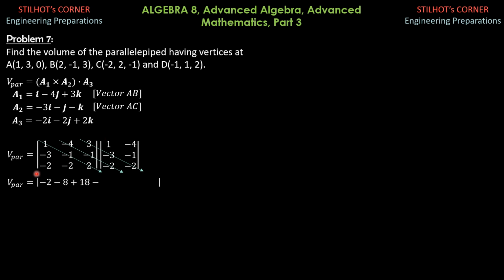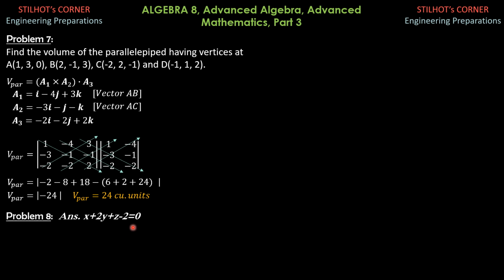Then up to the right would be negative. So minus the quantity positive 6, positive 2, plus positive 24. So that is 6 minus the quantity 6, that's positive 2, and that's positive 24. Evaluating, the volume of the parallelepiped is the absolute value of -24, therefore the volume is 24 cubic units of the parallelepiped.